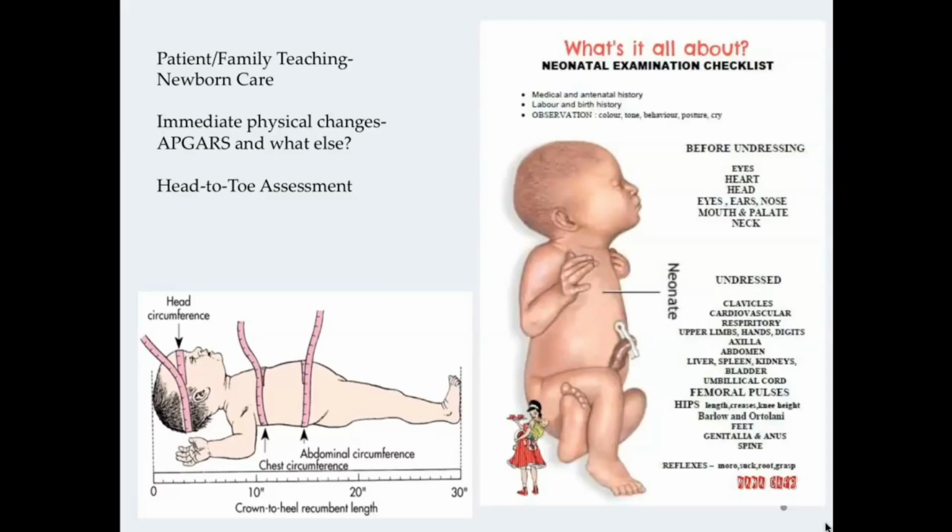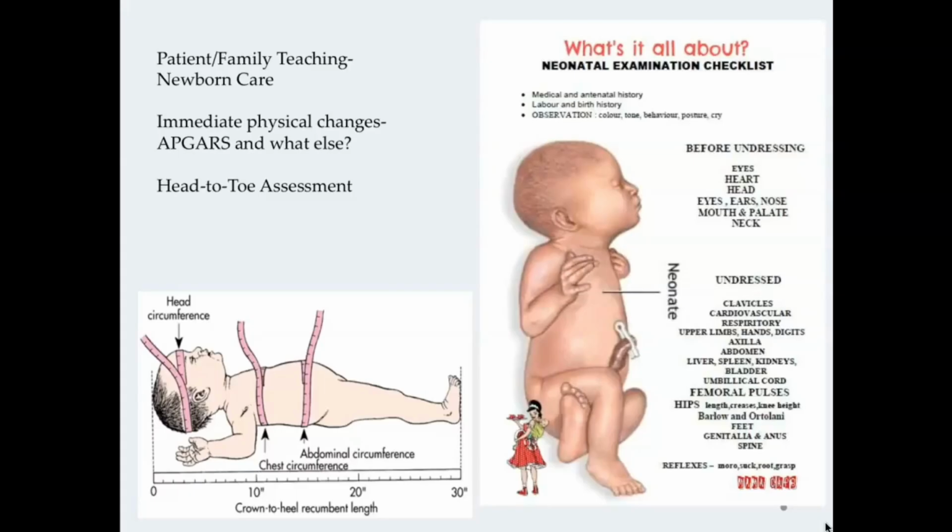You're going to check their femoral pulses. You're going to do the Barlow and Ortolani movement that checks for hip dysplasia. You're going to check to make sure that their legs are equal in length. Genitalia, anus, and spine. So you're checking females. Sometimes they can have vaginal tags.